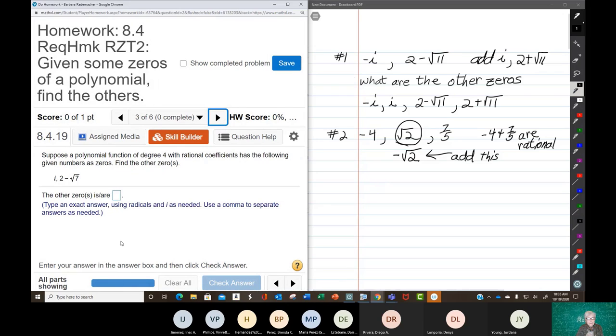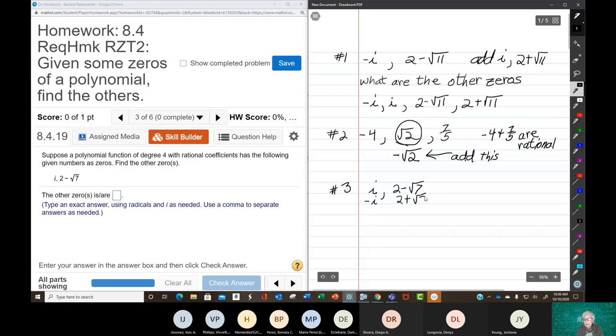Okay, here's another one, like the first one. i and 2 minus the square root of 7. You don't want those numbers. I mean, you don't want there to be numbers like that in front of the variables in your polynomial. So, to make sure you don't have that, you need the conjugate of i, which is negative i. You need the conjugate of 2 minus the square root of 7, which is 2 plus the square root of 7.